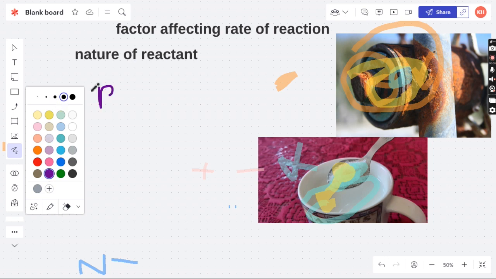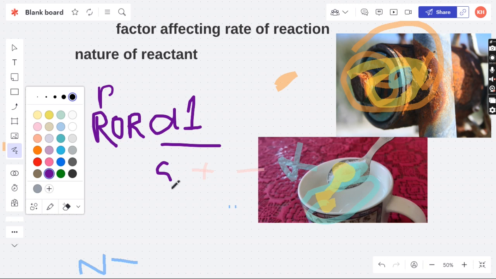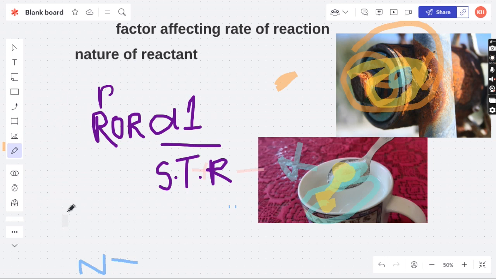So it's just given here. Rate of reaction is directly proportional... actually, rate of reaction is inversely proportional to the stability of the reactant, which is R. I'm writing ST, I mean stability of reactant, and it is directly proportional to the stability of the product.